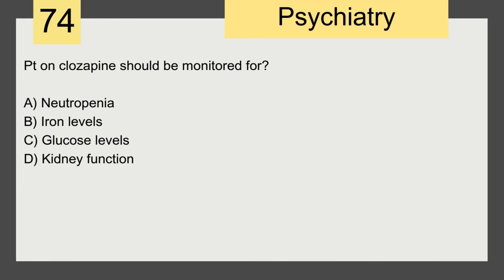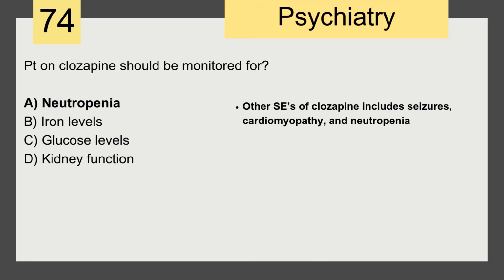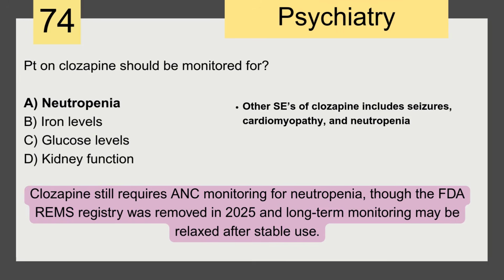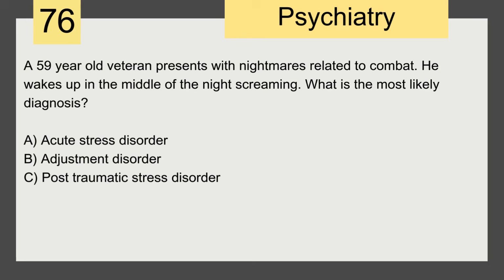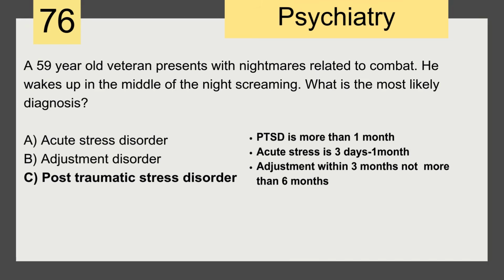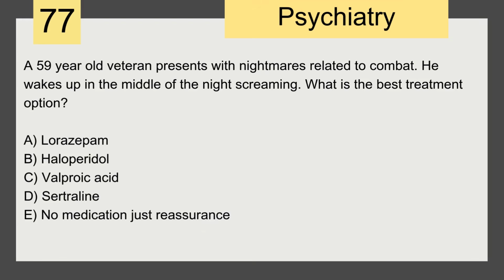Question 74. A patient on clozapine should be monitored for neutropenia. They've changed the regulations on it, but it still requires ANC monitoring for neutropenia. Question 75. Here we're seeing a patient that has tics, and they're mistaking it at school for misbehavior, but he really just has tics. Of course, as we said before, tetrabenazine. 76. Nightmares, a person in combat. This is post-traumatic stress disorder. Remember, when it's less than 1 month, it's called acute stress. Question 77.